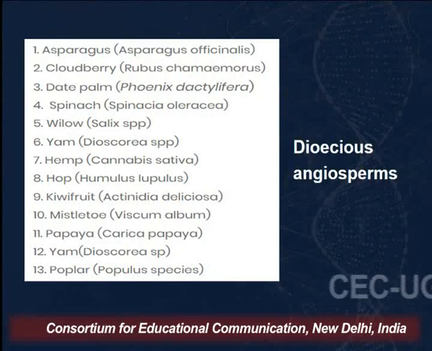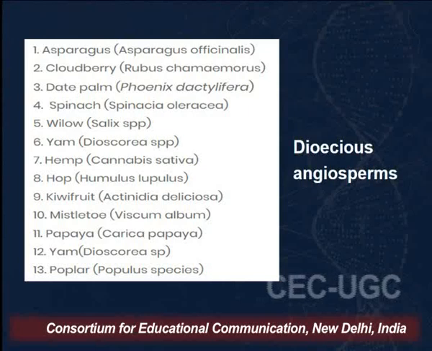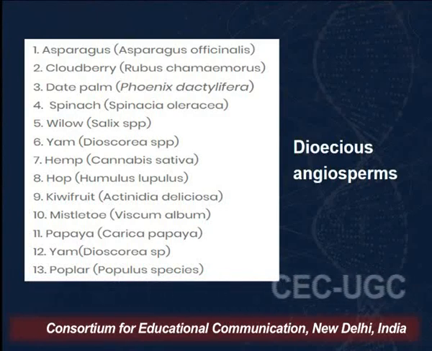On your screens, you would find a list of the dioecious angiosperms along with their botanical names, which start from asparagus, then the cloudberry, which is a very important Rubus species, and date palm, which is Phoenix dactylifera, spinach, willow, as I said, a yam, which is Dioscorea, and hops, which is Humulus, the kiwi fruit, mistletoe, Carica papaya, and the poplars, the poplar trees, that is Populus. So there are very few among the angiosperms which are really dioecious.